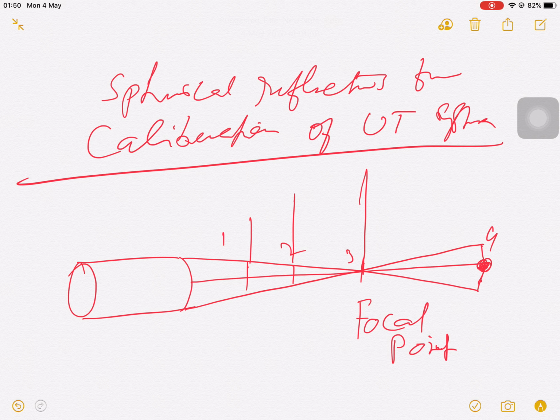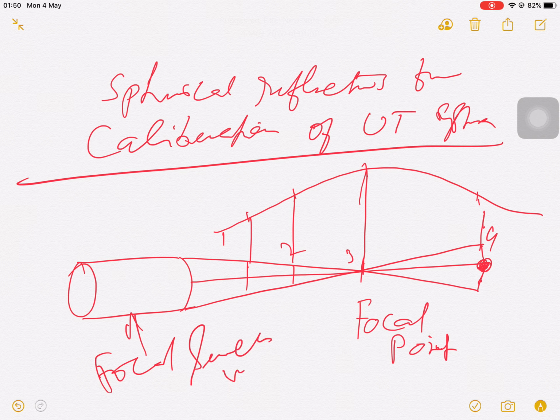Like this and like this. So if we make this, it will be like this, 1, 2, 3 and 4. So this is your focal search unit, this is the focal point spot, and this is your Paul reflector. So spherical reflector calibration of UT systems, it works like this.